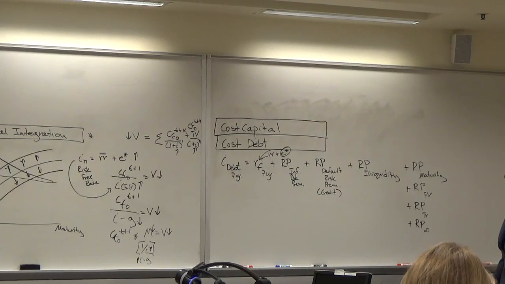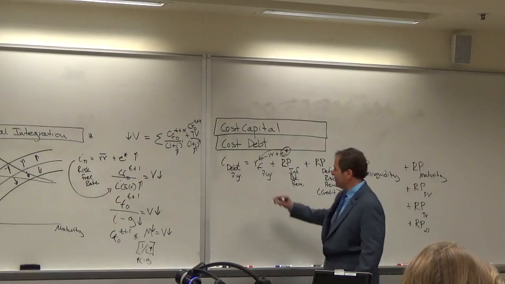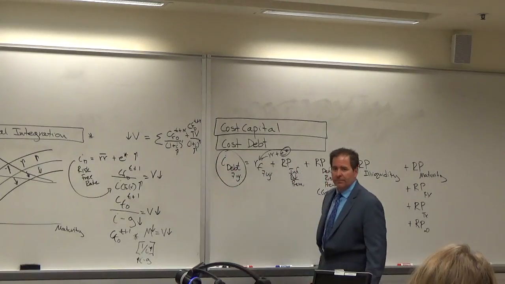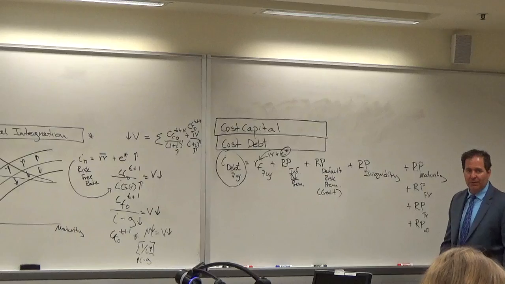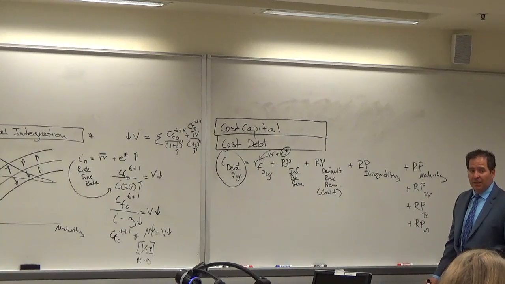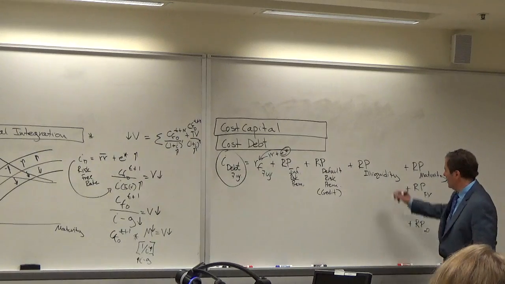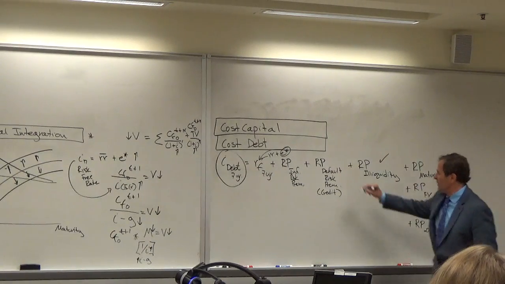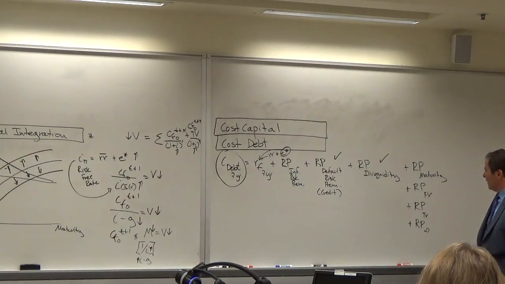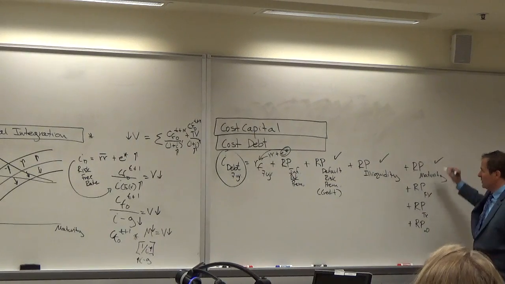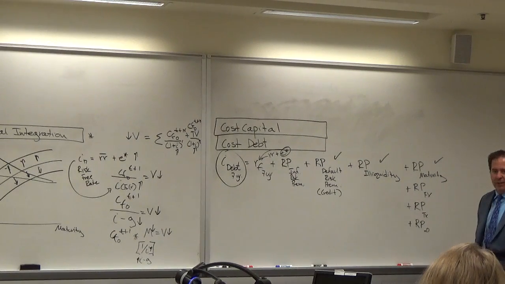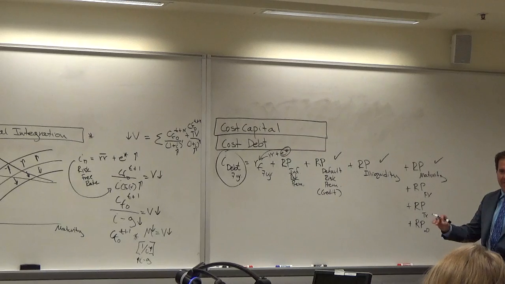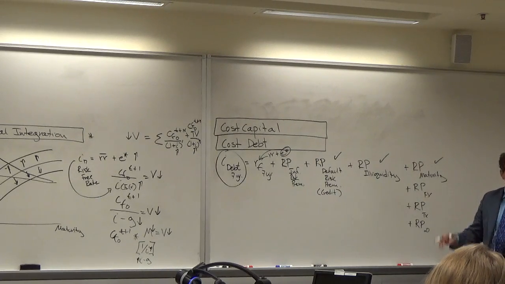So of these risk premiums, which ones do you think are the most important in determining the cost of the debt? Which ones have the biggest impact on determining cost of debt? Credit, illiquidity, default risk, and what else? Maturity, that's right. Which one of those 3 do you think is the biggest? Which ones have the biggest risk premiums?